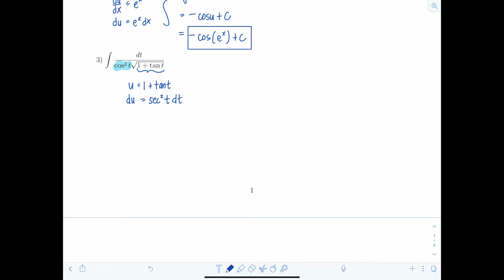So first, let's rewrite this so I'm all set up to switch to u's smoothly. I can rewrite this as secant squared t dt over the square root of 1 plus tangent of t. Okay, so it looks good. So du is going to replace secant squared dt, and then u is 1 plus tan t. So that's going to be my u.